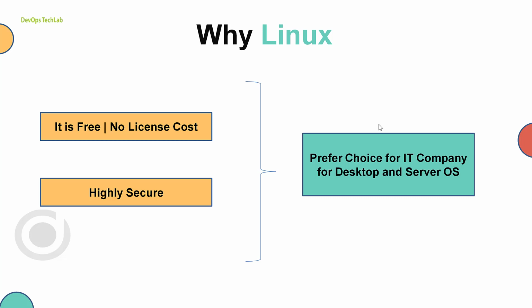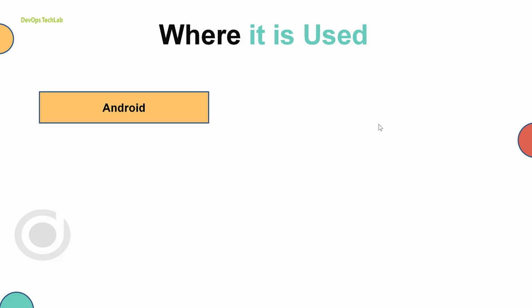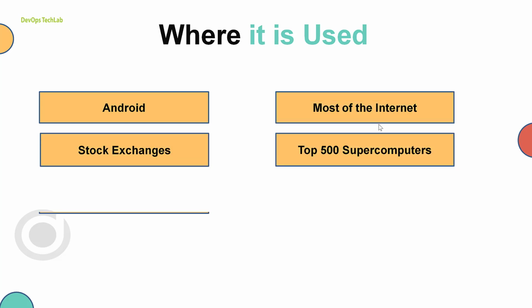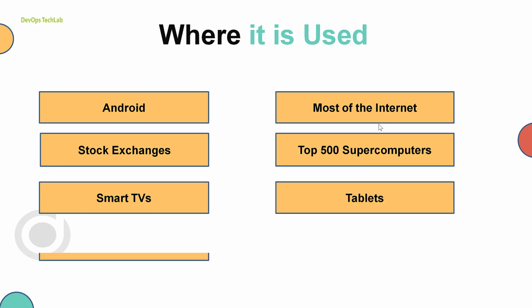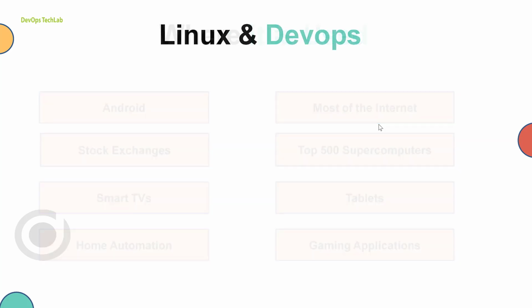Now, where it is used. As you know, Android is the most popular platform which is using Linux. Furthermore, most of the internet, stock exchanges, world's top 500 supercomputers, smart TVs, tablets, home automation systems, gaming applications all use Linux. We all know in the IT industry, DevOps is the next booming platform to work.